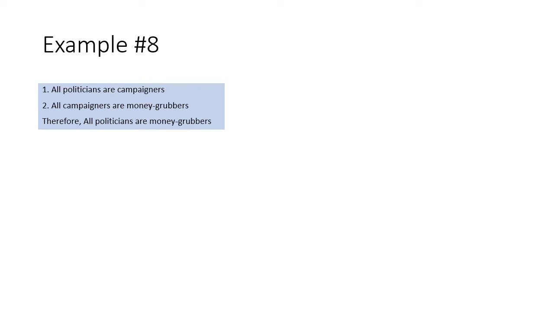Okay, example number 8 here. All politicians are campaigners, all campaigners are money grubbers. Therefore, all politicians are money grubbers. This is a situation that we've actually seen before. This is what's called the Barbara argument.